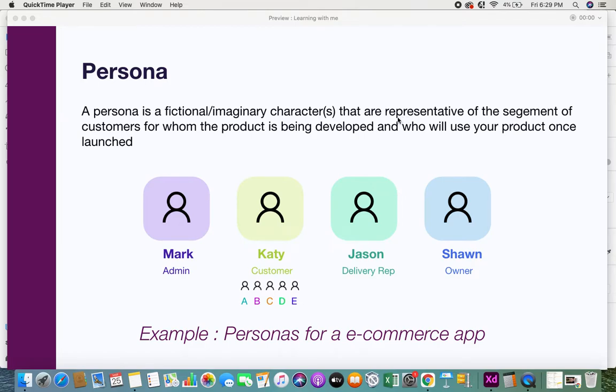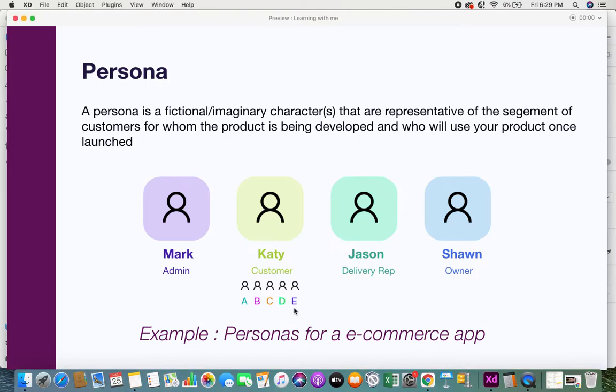If you notice this point, a persona is a representative of the segment of customers. The persona is going to portray or represent all similar customers or users. Take the persona Katie: Katie is a customer, and Katie is the persona representing many customers. A, B, C, D, E can be customers, and Katie is the persona representing all of them with all their characteristics, feelings, emotions, etc. That is what a persona is.